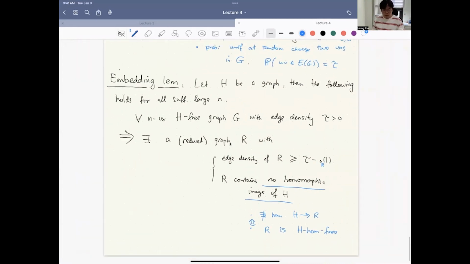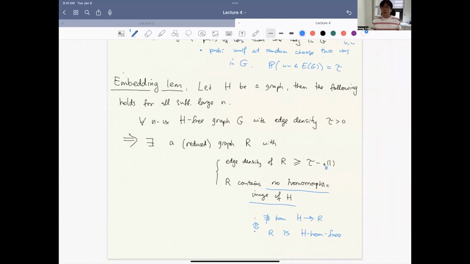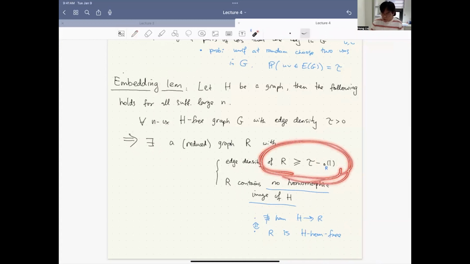So let me say a few words about why this is useful. Before that, let me make sure that everyone's on the same page on this little o1 term. To be precise, I will illustrate this little o1 one more time. In the future, I will not illustrate it.